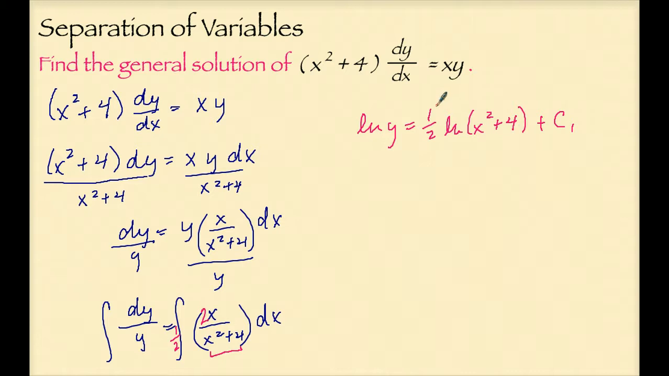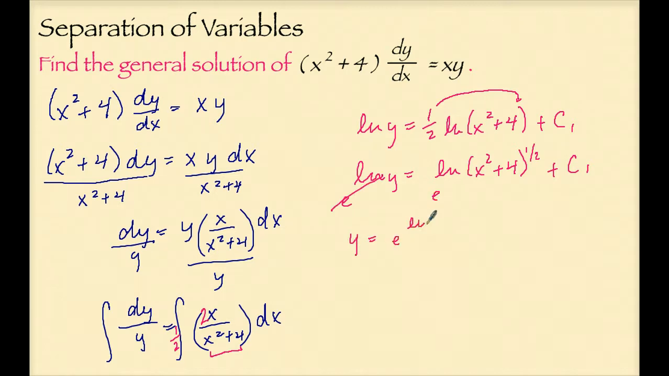Now let's use a property of logarithms and bring this coefficient around to become the exponent of this argument. Natural log of y is equal to natural log of x squared plus 4 to the 1/2 power plus c sub 1. Then we can exponentiate both sides of the equation. This gives me y equals e to the natural log of x squared plus 4 to the 1/2 plus c sub 1, which means I can rewrite this as e to the natural log of x squared plus 4 to the 1/2 times e to the c sub 1.